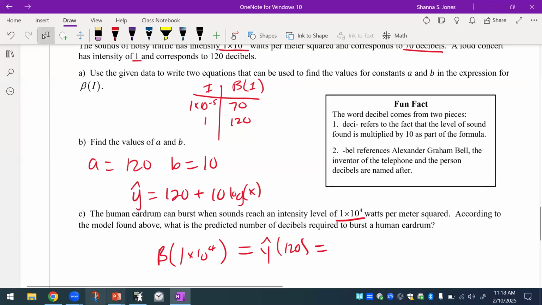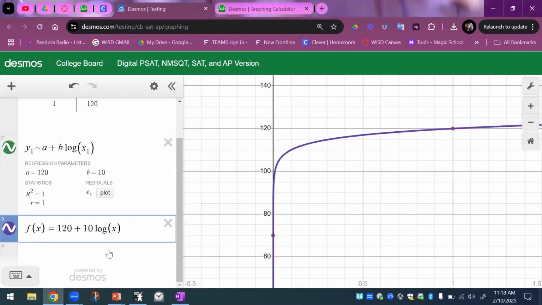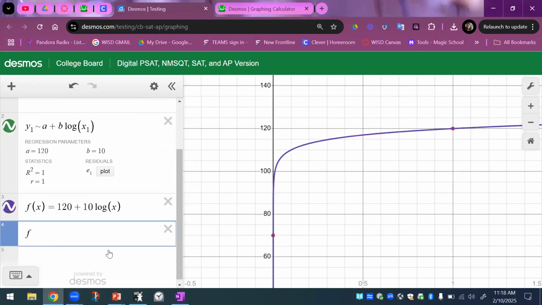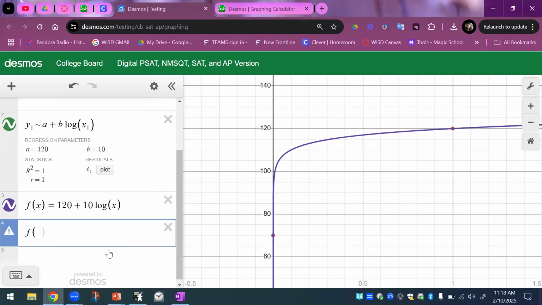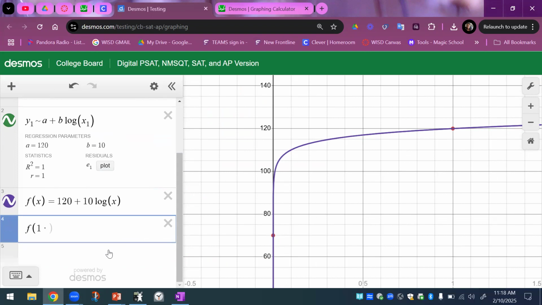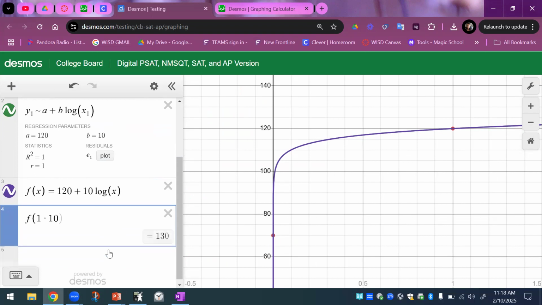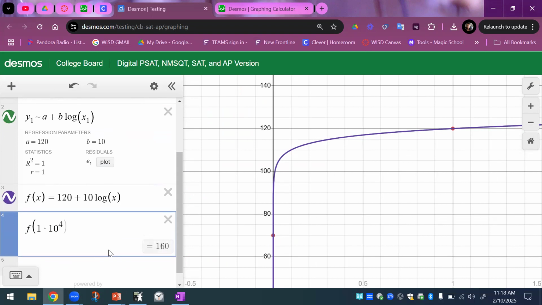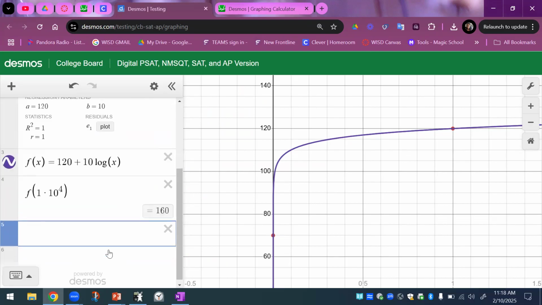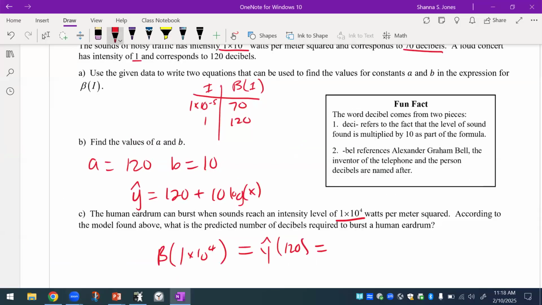So I'm going to go to my Desmos, and I'm just going to type in f of x. But instead of x, I know what I'm looking for: 1, shift 8, 10 to the 4. And it tells me that that's going to be what? 160 decibels. So 160 decibels is where our eardrums will explode.